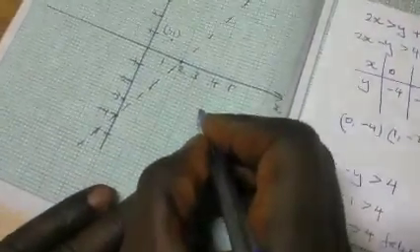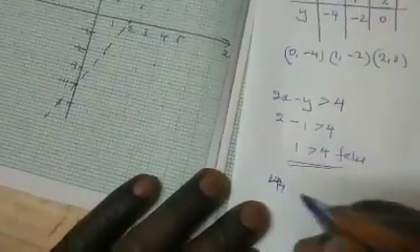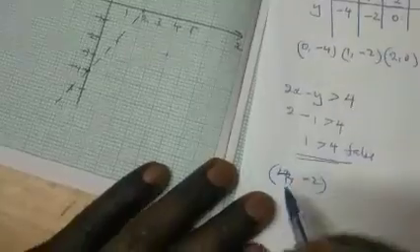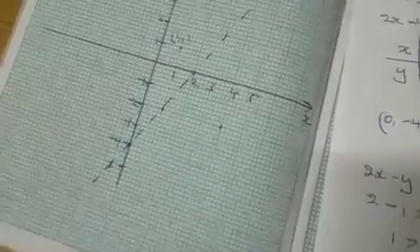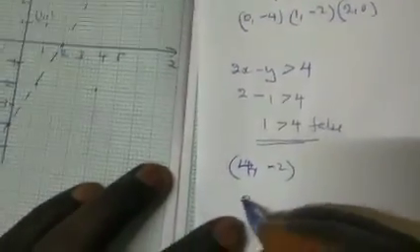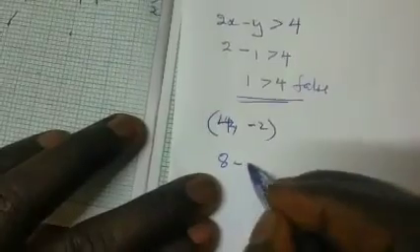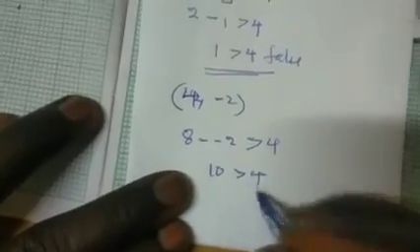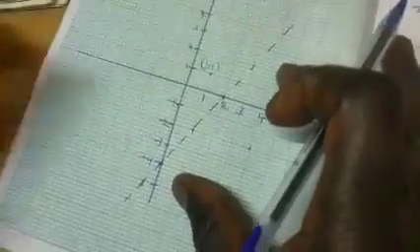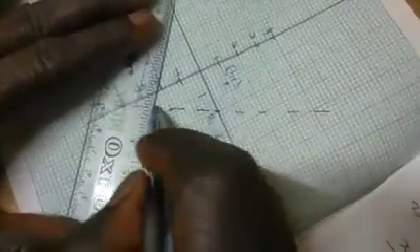If we test this lower side here, we pick a point here, which is (4, -2). The value of x here is 4 and the value of y is negative 2. So we substitute, so that we have 8 minus negative 2 is greater than 4, and that is 10 is greater than 4. So this statement is true. So this is the true side, this is the false side. The side where we find our statement to be false is the side that we now shade.